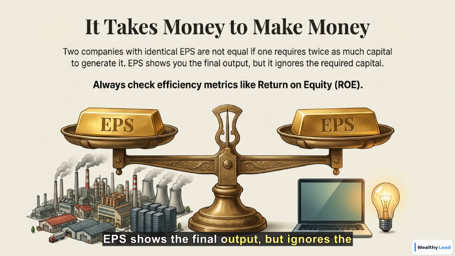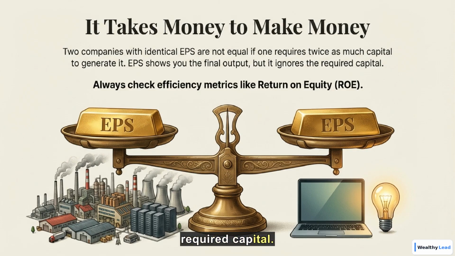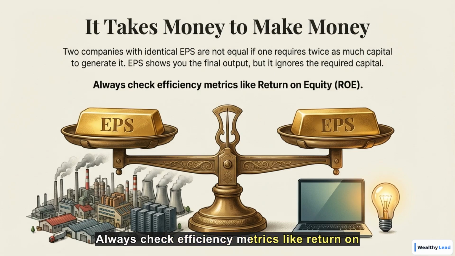EPS shows the final output, but ignores the required capital. Always check efficiency metrics like return on equity. 2 companies with identical EPS are not equal if one requires twice as much capital to generate it.